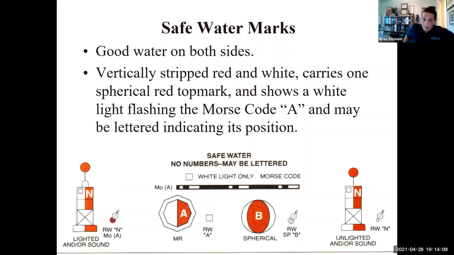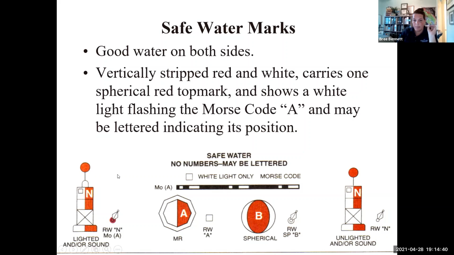For your safe water marks, they are always going to be vertically striped, red and white. Before we had that full color, now you're going to have vertical stripes, red and white. And we have the indicator of the color, R and W. So that's indicating the color of the buoy itself is red and white.